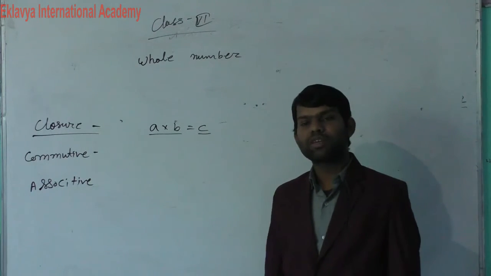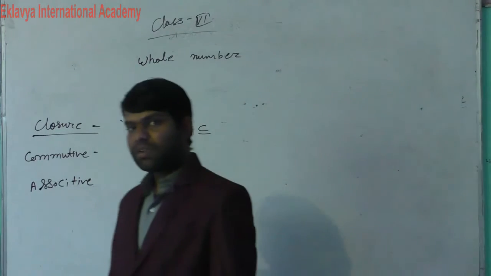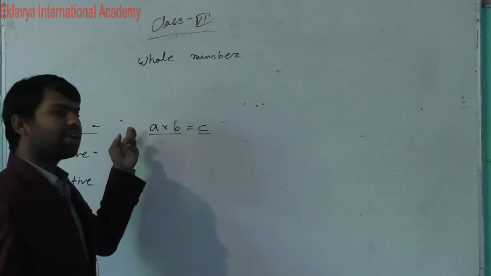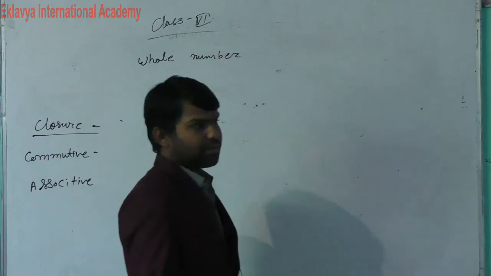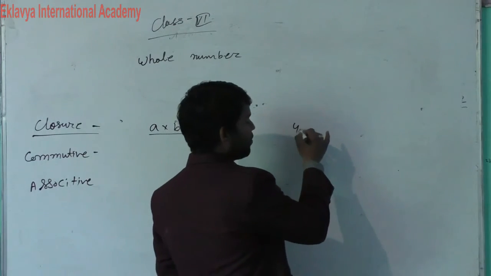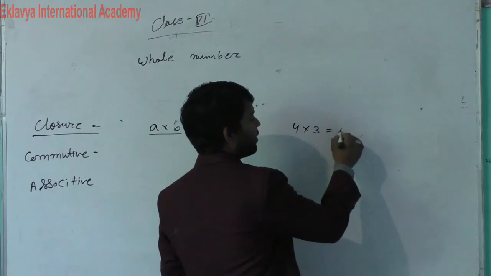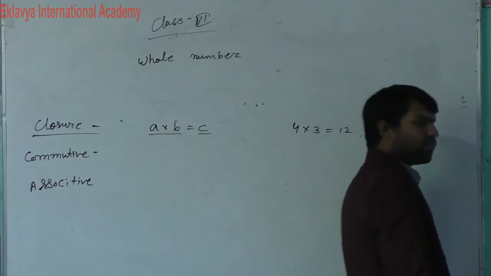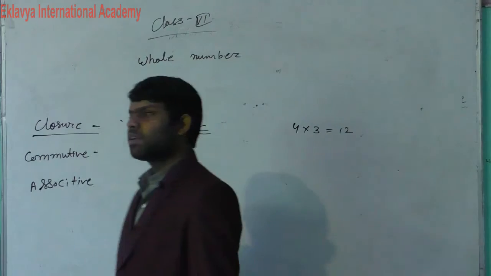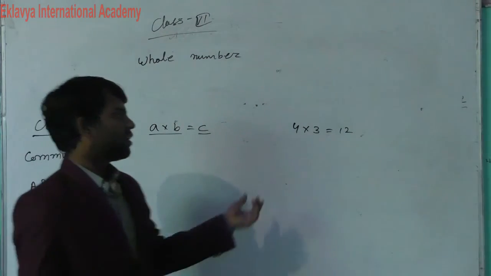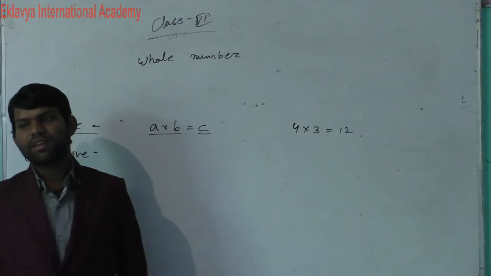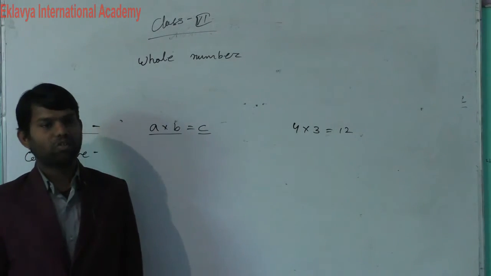In addition also we can apply the closure property, but we can't apply it in subtraction. This property we can't apply in subtraction. How? See here. If we multiply 4 by 3, then we get 12. 4 is a whole number and 3 is also a whole number. Then we say here the result is also a whole number. Then we say here we can apply the closure property.